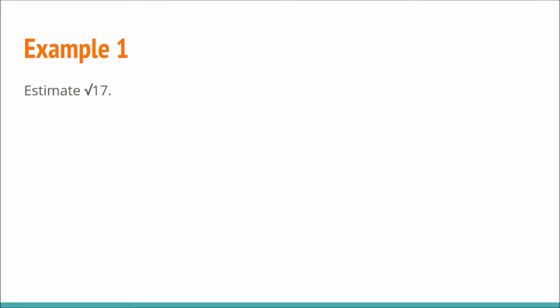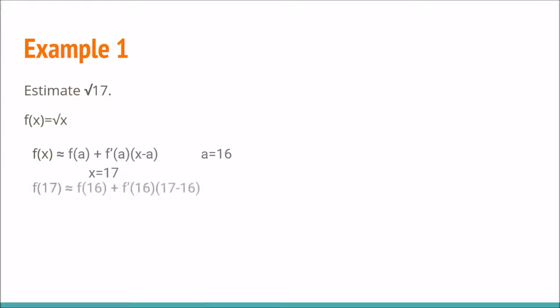Let's evaluate the square root of 17. We use the square root of 16 as a reference A because we know the value of it easily. We need to evaluate the function and its derivative at 16. We know the square root of 16 is 4, and the derivative of the square root function is 1 divided by 2 times the square root of x. So f prime of 16 would be 1 over 8.